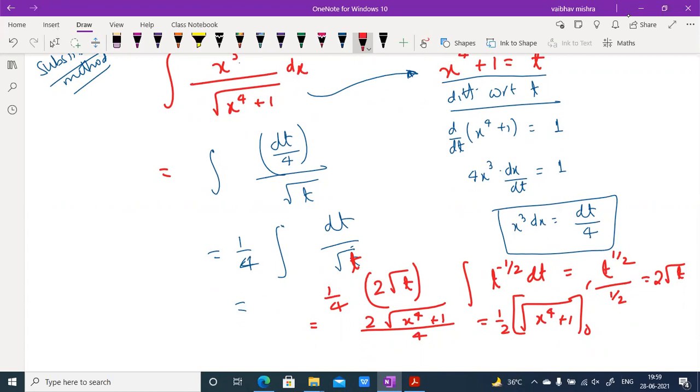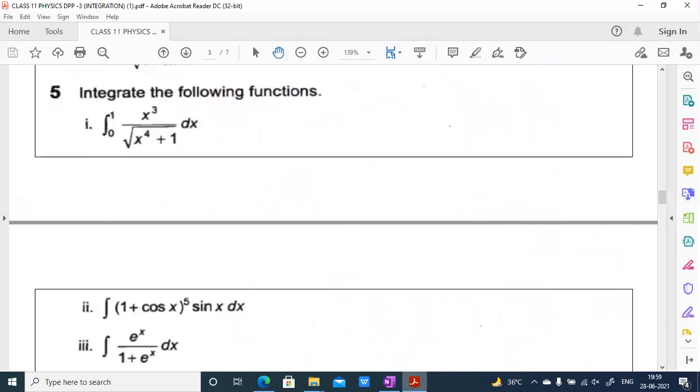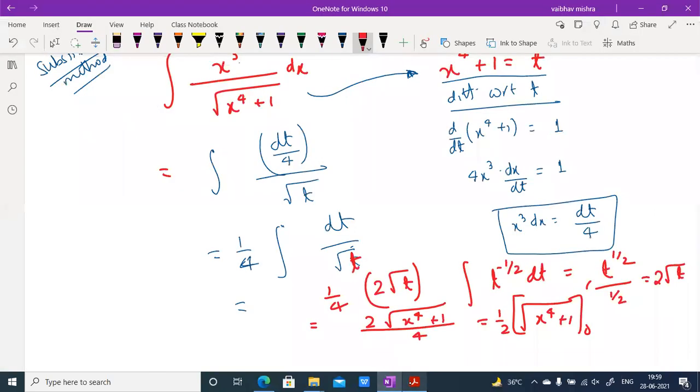Yeah, what's the answer? So root 2 minus 1 by 2. Yeah, it will be root 2 minus 1 by 2. When you put 1, it becomes root 2. When you put 0, it becomes 1. So root 2 minus 1 by 2.